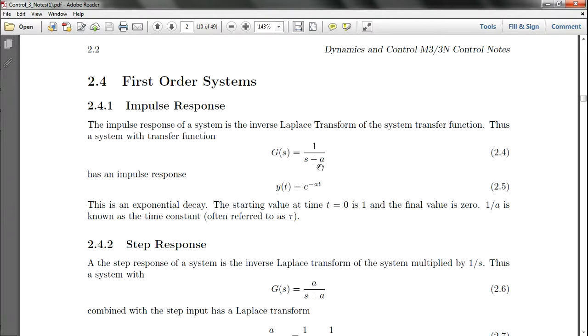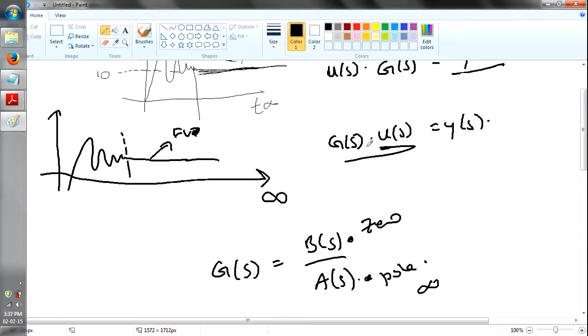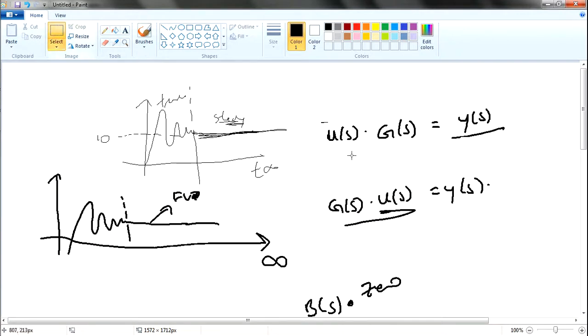For its impulse response, what does impulse response mean? You have to multiply an impulse input with a transfer function. From our relationship, you know that the transfer function itself, G(s), is equal to Y(s) divided by U(s). This is the output, this is the input. So if you bring this up here, you have input times transfer function.